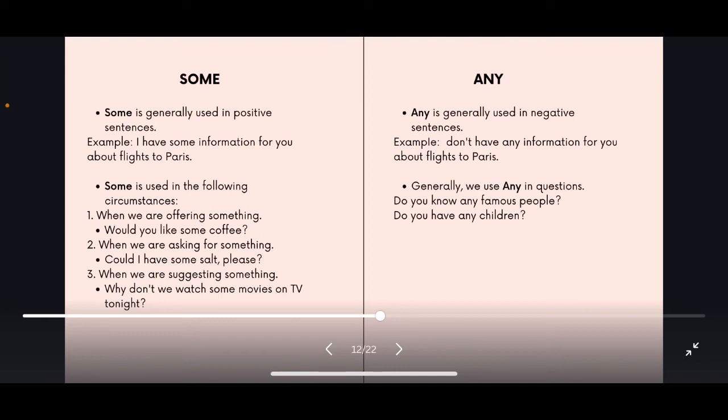Well, in the case of any, it's generally used in negative sentences, as I said before. For example, I don't have any information for you about flights to Paris. So here we have a negative form in this sentence. And we also use any in questions. For example, do you have any children? Do you know any famous people? Is it clear? Okay, so let's continue.